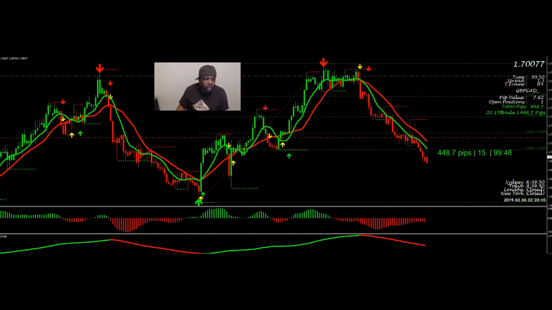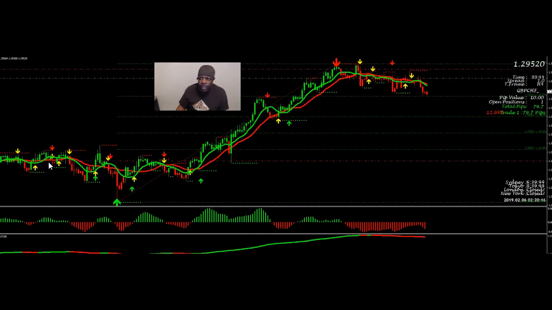Let me show you another trade that I'm in live right now. This one is the GBP Swiss, and same thing, triple arrows. Now these kind of went flat because the market went sideways for quite a while, and then it ended up dropping, and as you can see, I'm currently up 79 pips on this trade. And so this happens all the time.